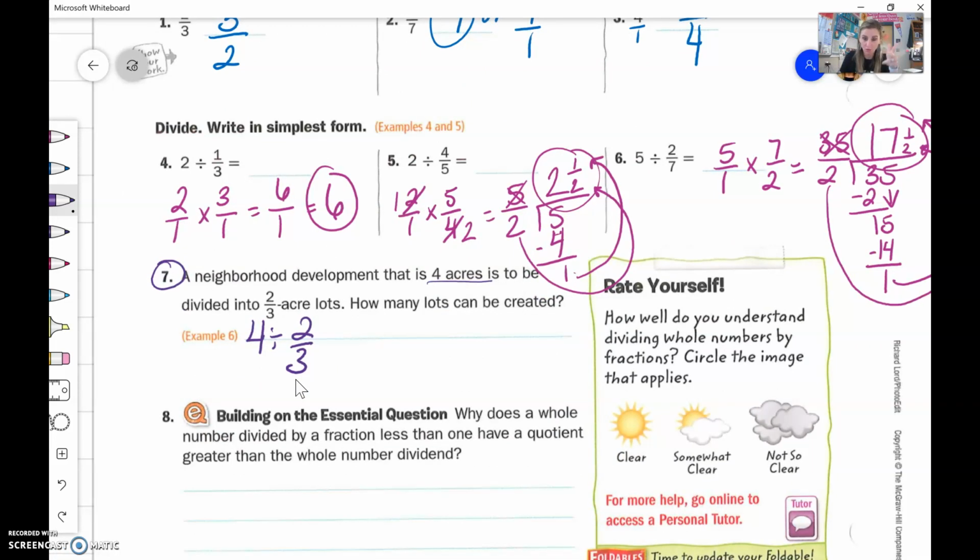Now, keep, change, flip. Keep 4 over 1. Change the division into multiplication. Find the reciprocal, 3 over 2. Oh, yes, I can cross simplify. 2 divided by 2 is 1. 4 divided by 2 is 2. I multiply across, I get 6 over 1. My answer is 6. So how many lots will be created if they are divided into 2/3? You will have 6 lots created.